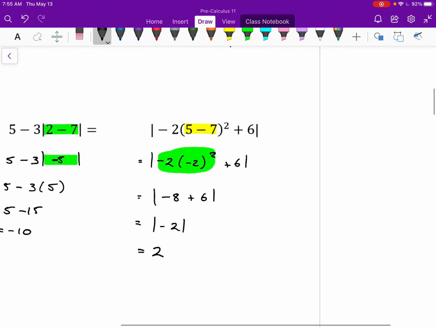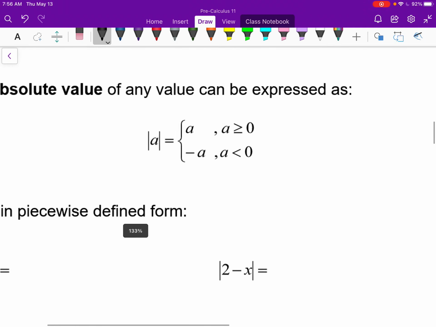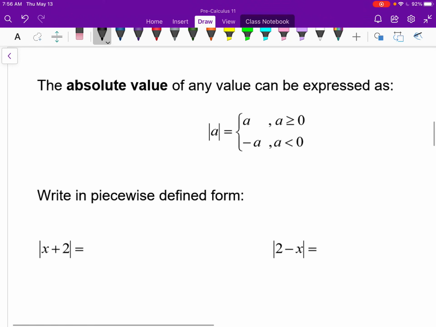So again, these are brackets. They affect the order of operations. It's like any other bracket. But the main difference is that everything inside it eventually becomes positive. If everything inside it already is positive, these brackets are no different than any other bracket. And that can be summarized like this, something called piecewise form. And what you see here is a definition of the absolute value of a number, but written in piecewise form.